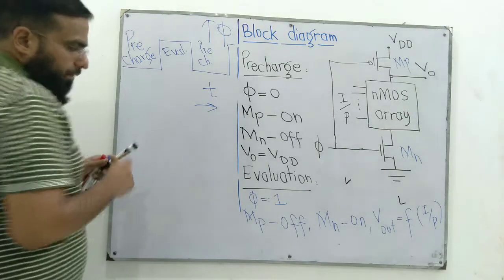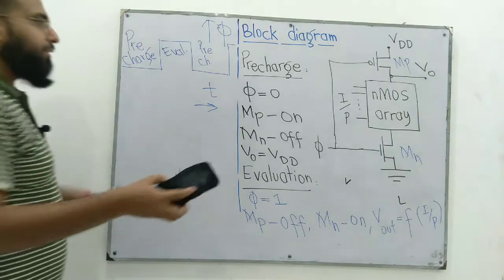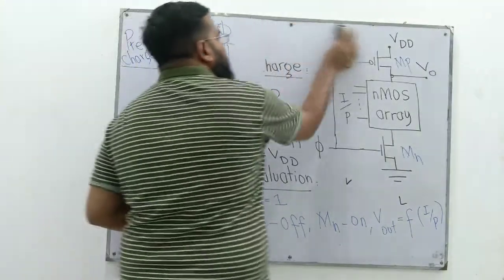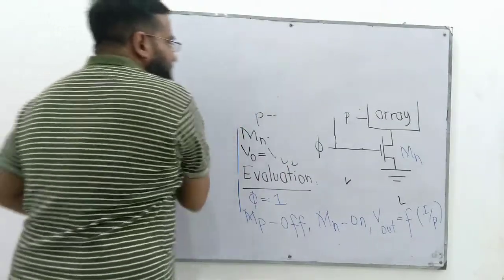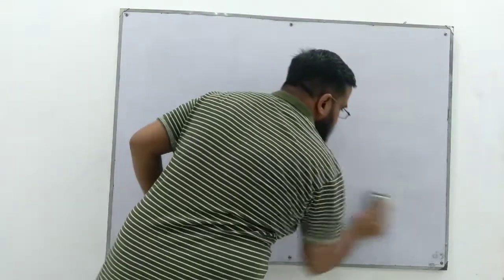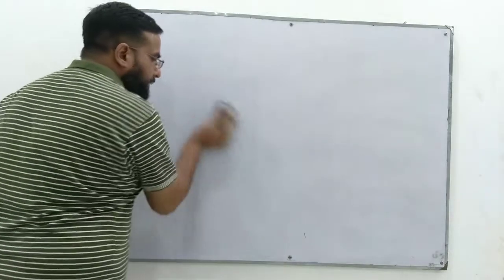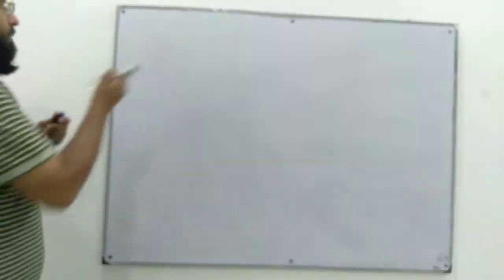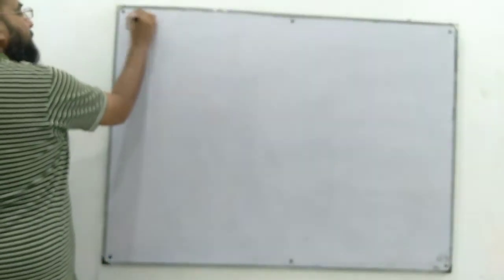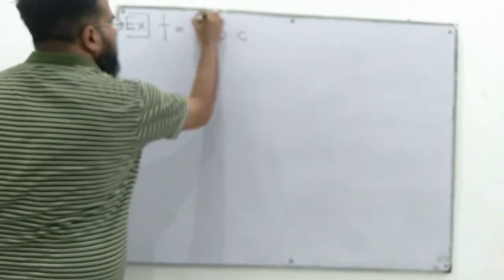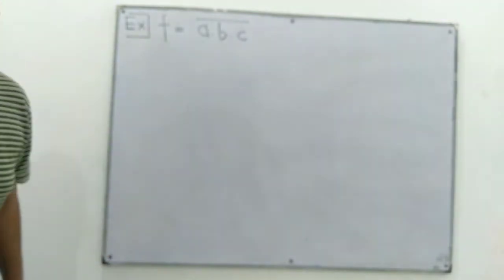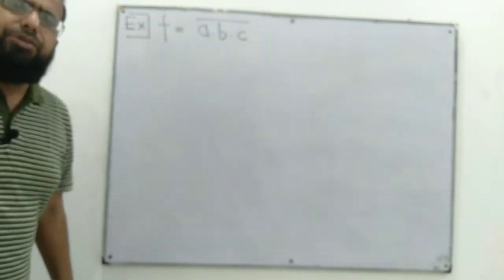Right. Now we are ready to erase everything that we have on the board, and we'll implement a simple circuit using dynamic CMOS. The expression that we are going to implement is this: A dot B dot C, the whole complemented. This is a NAND 3 gate.